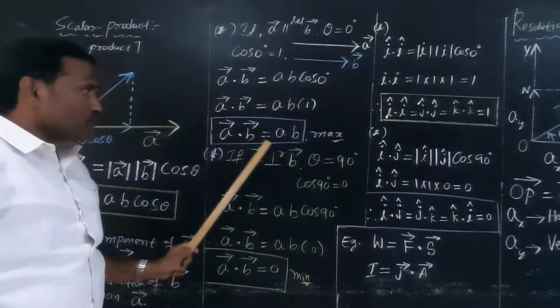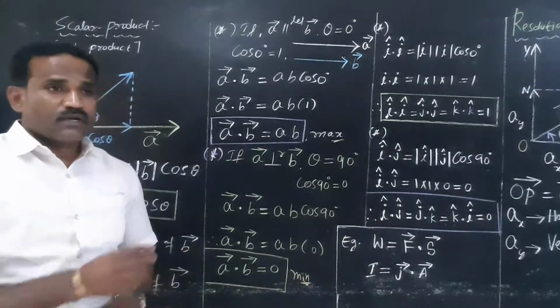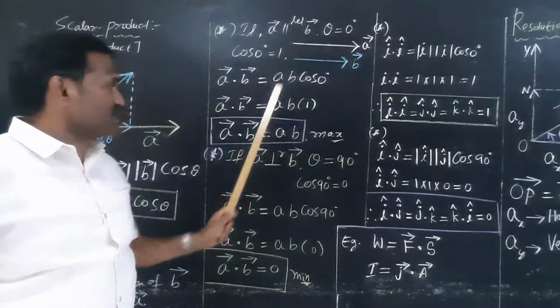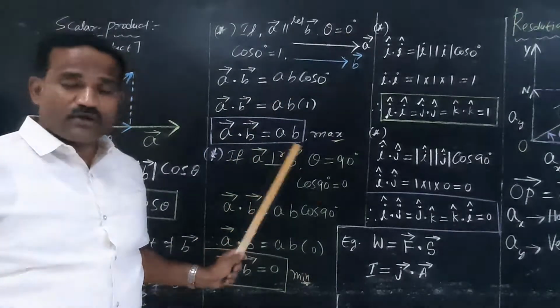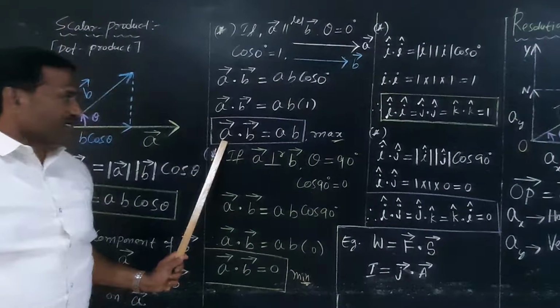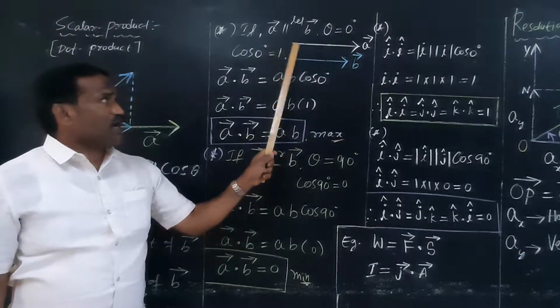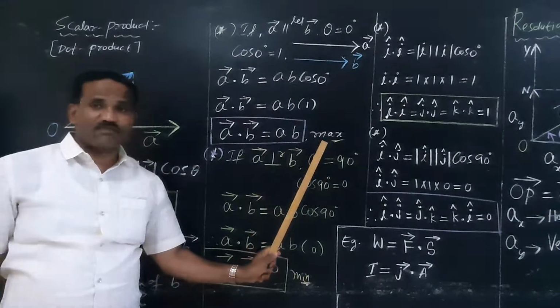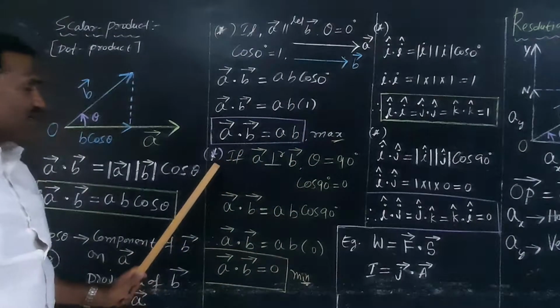When two vectors are doing a dot operation, when two vectors are parallel, then their dot product is maximum. What is the conclusion here? When two vectors are parallel, then their dot product is maximum. Point number 1. Point number 2.